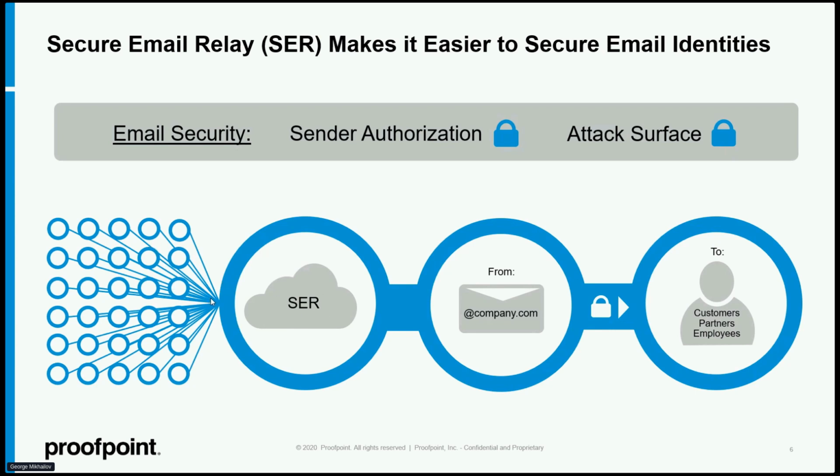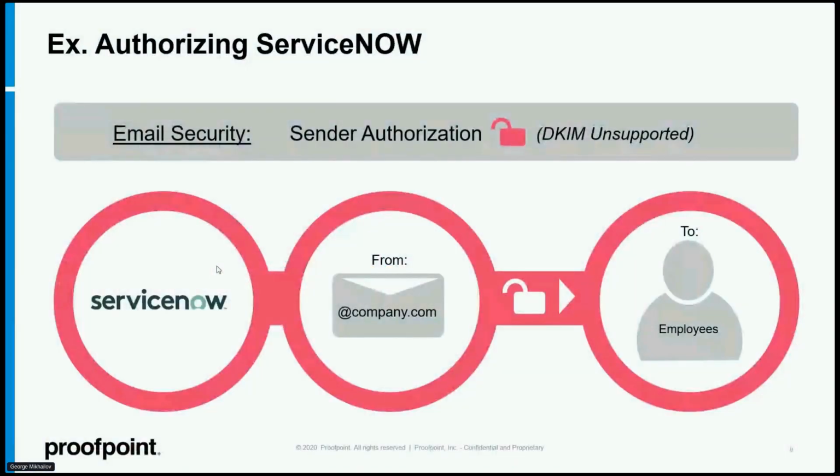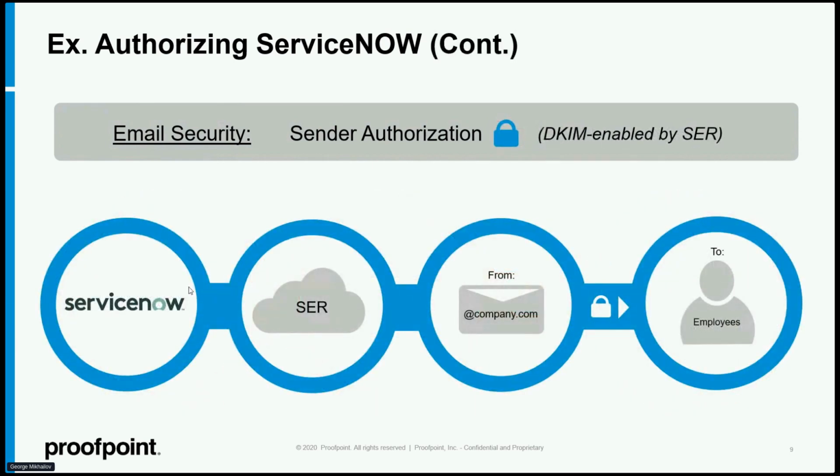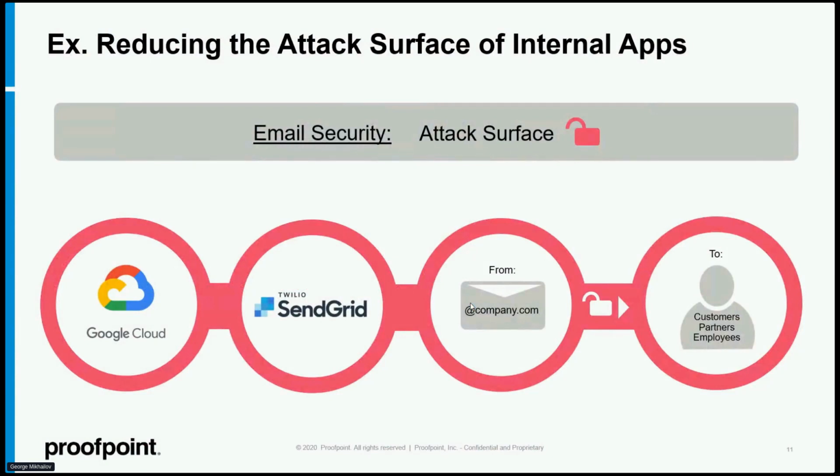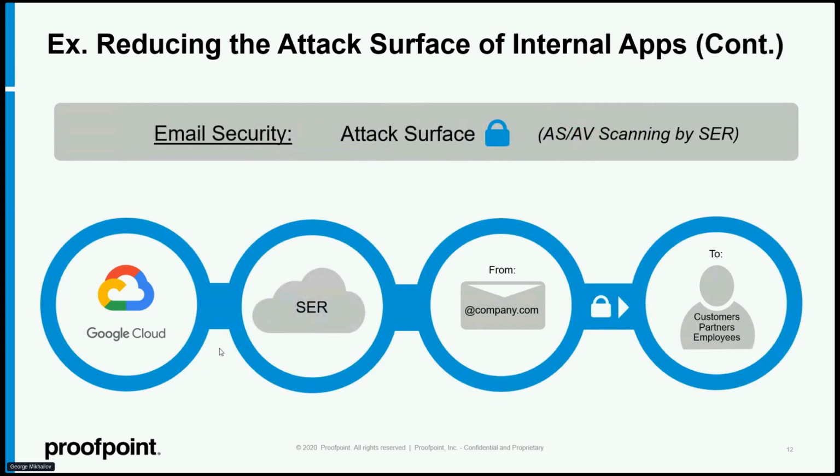Again, if we're looking at ServiceNow as an example, ServiceNow will send all emails to secure email relay. This email will get authorized and it will get sent on behalf of your company. Same goes with internal applications. So some internal application will leverage Google Cloud or SendGrid. This all can be simply done by secure email relay.